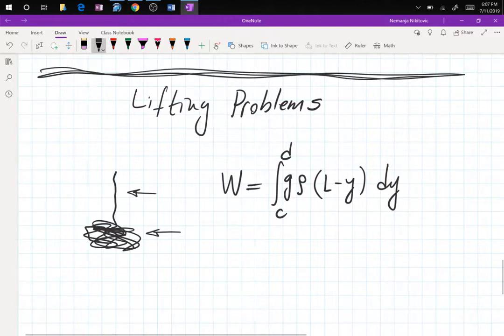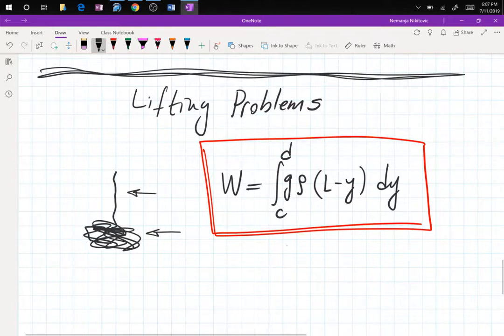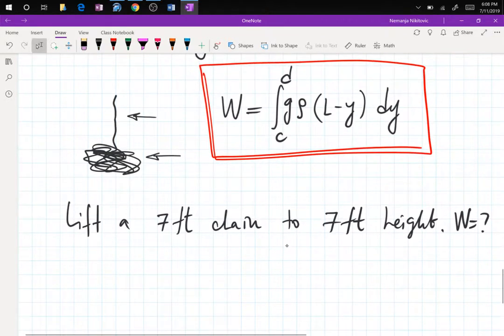So it's a really cool formula. And let's say lift a 7 feet chain to 7 feet height. What's the work necessary to do something like that? Well, the work necessary is 0 to 7. You are lifting the entire chain.